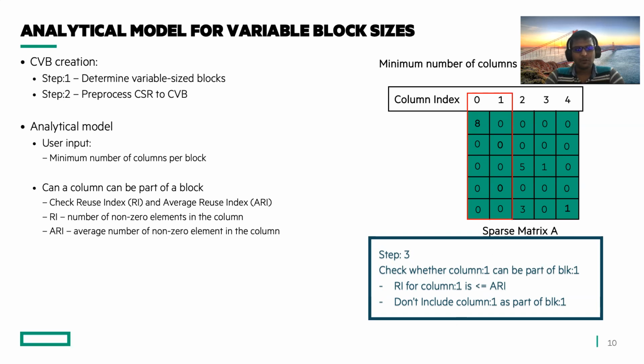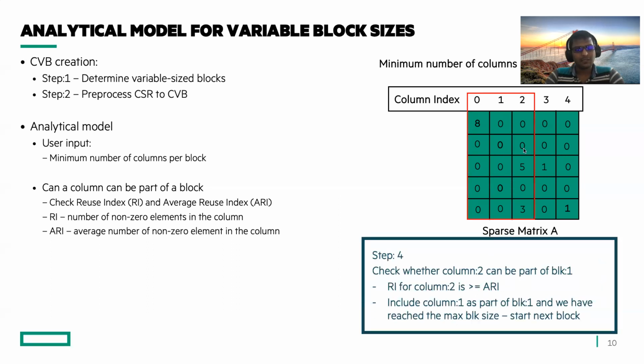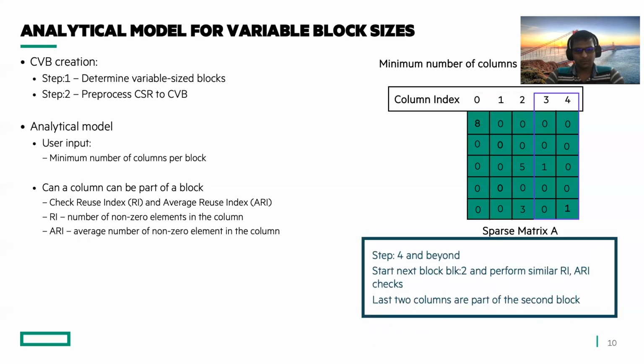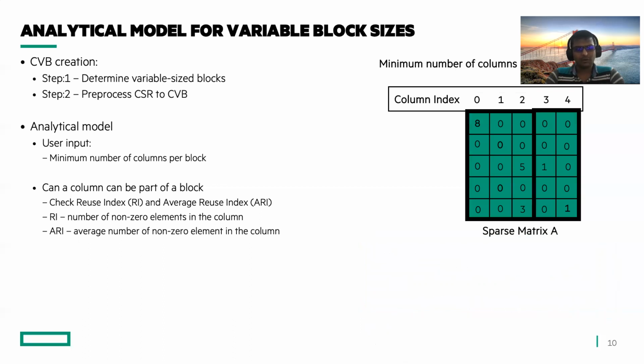And then we check whether the block has reached the minimum number of columns expected by the user. Since it hasn't reached, we move on to do this with the next column. And then again, the next column passes the check. So we include this column as part of the block. And at this time, the number of effective columns is equal to the minimum number of columns expected by the user. So we close this block and then we move on to create the next block. And we do this similarly for the remaining columns and create a separate block here. At the end of this analytical model, we can see that we have created 2 blocks and each of them has its own number of columns.